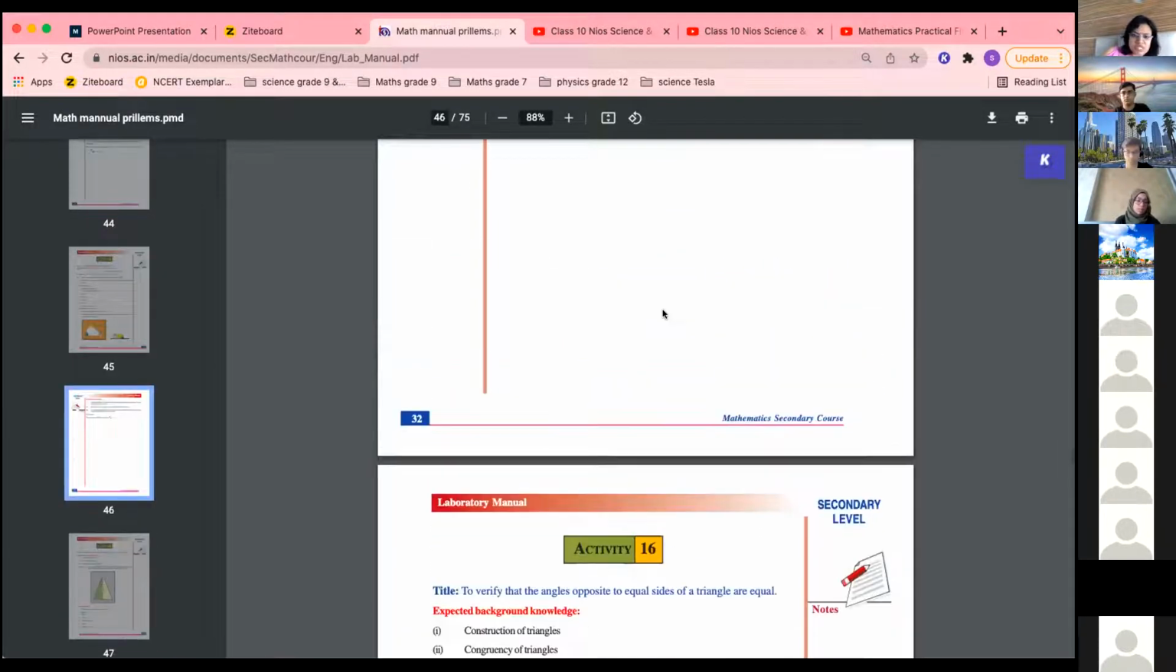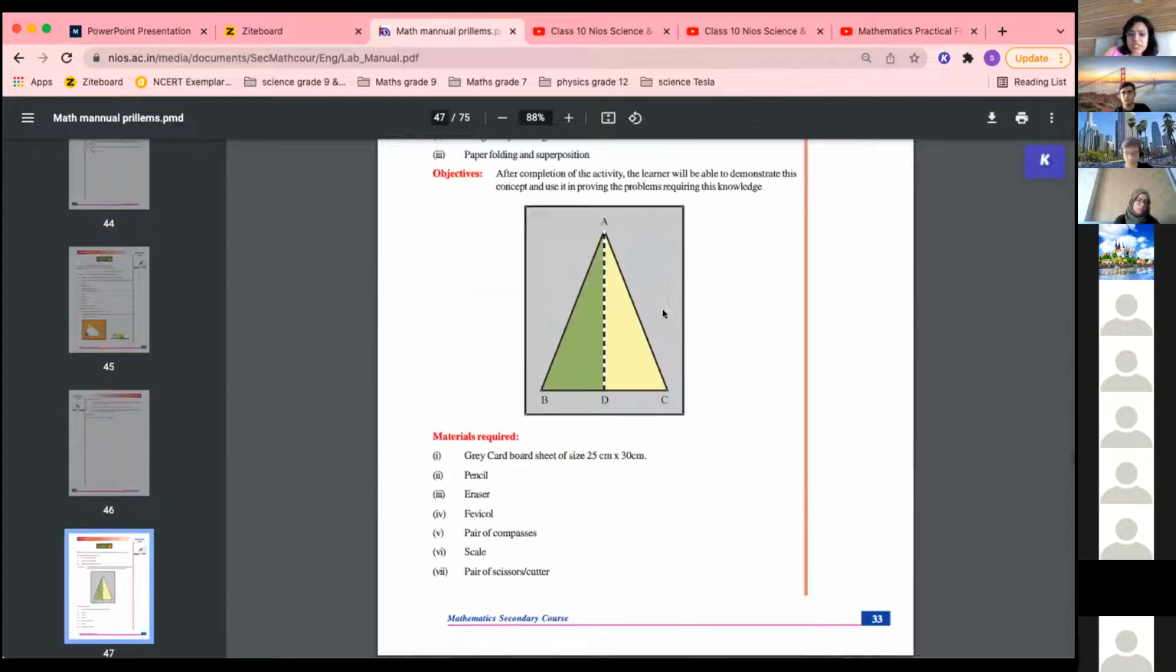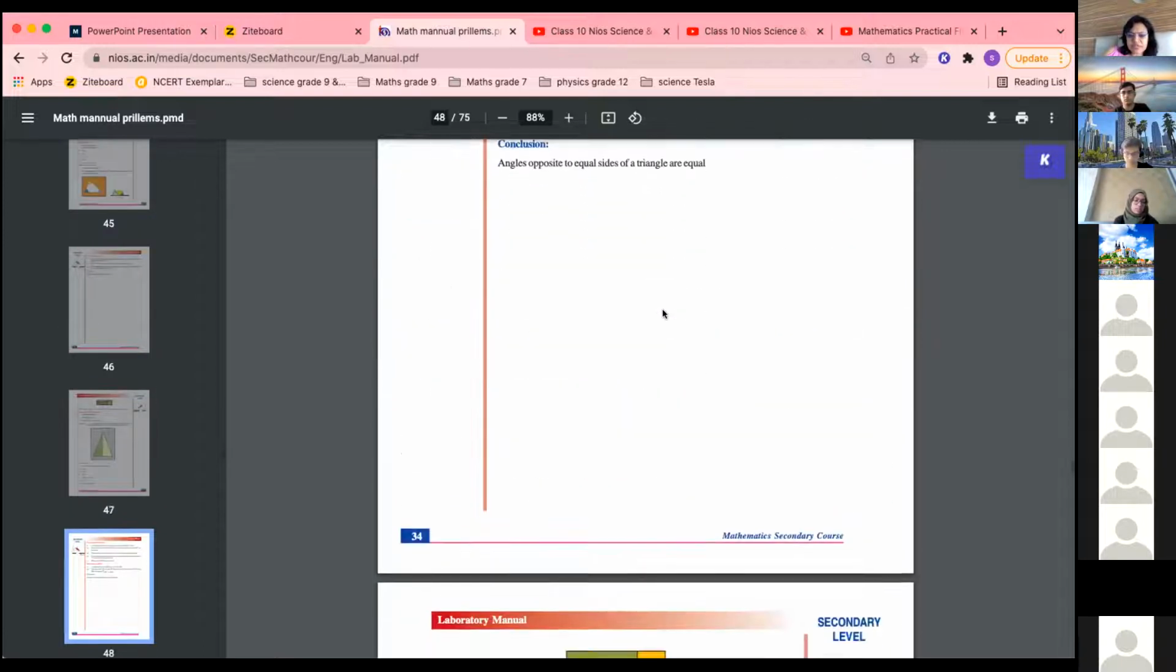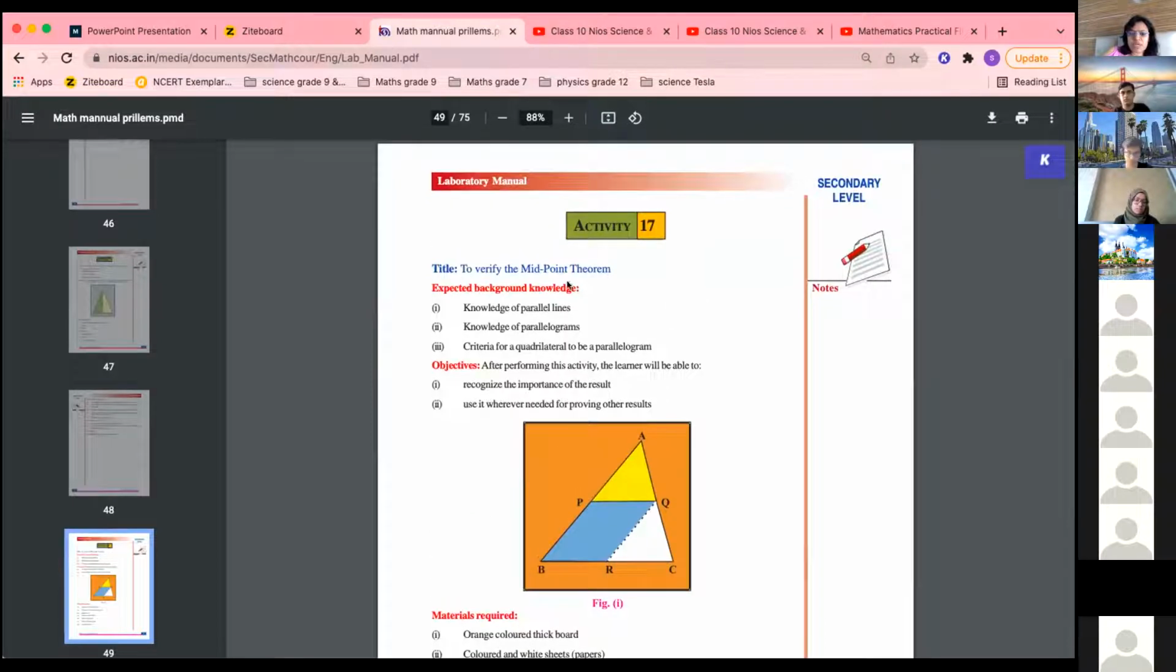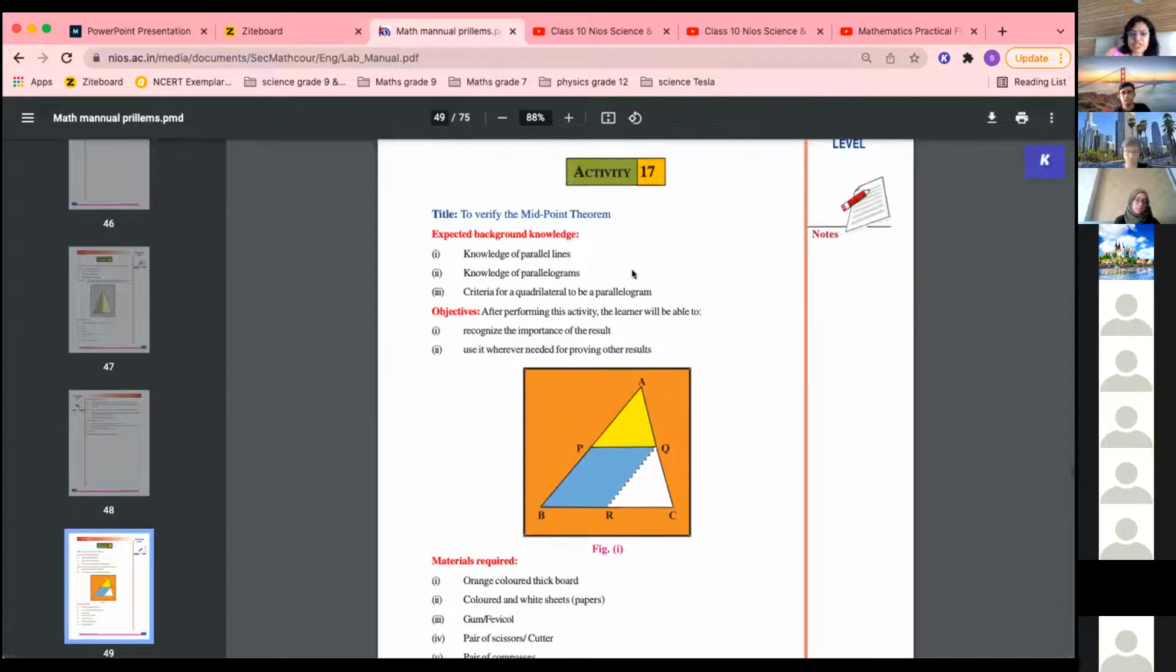So this is experiment 15. Then we'll do 17. 17 is midpoint theorem. Okay. After 11, 15. Sum of the angles of a triangle is 180. Then 17. 17 is verify the midpoint theorem.